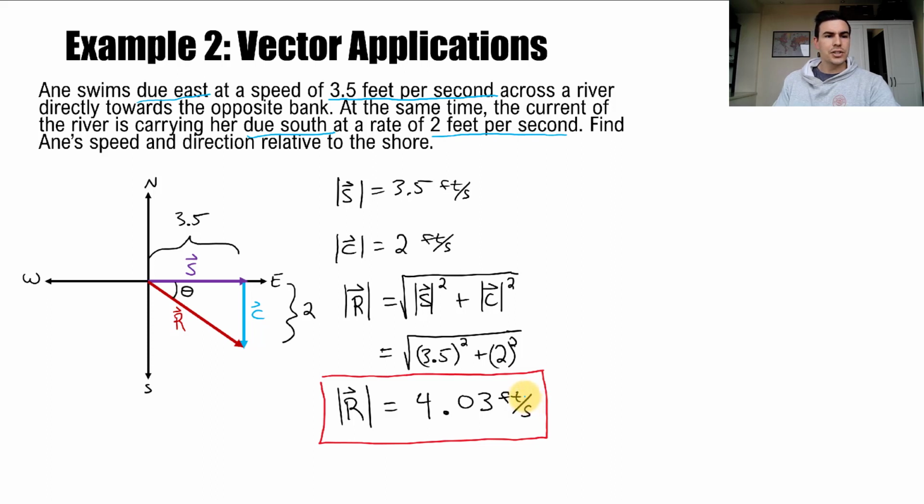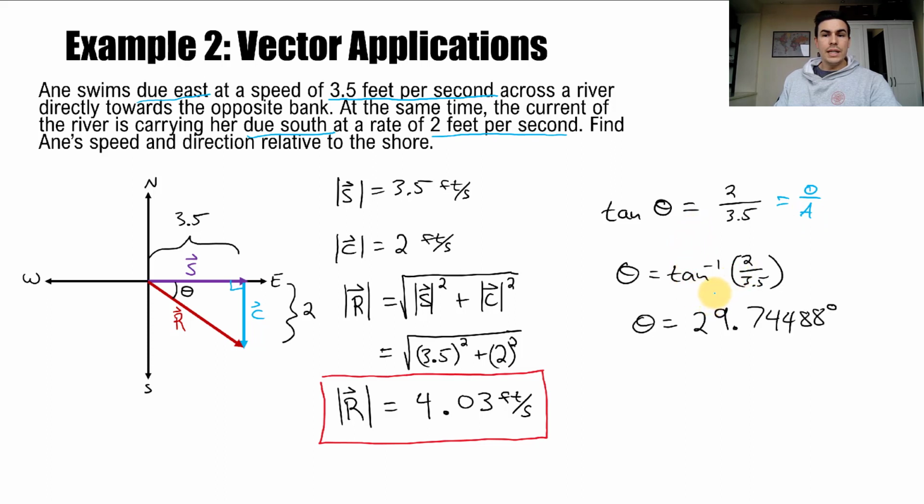Taking a look at our direction now, I'm going to call this angle theta, because we have this right triangle here, which is nice. We can use some of our trig identities, and we're going to use tangent, because tangent is opposite over adjacent. We can take the inverse tangent of both sides, and we'll find that theta is just under 30 degrees.